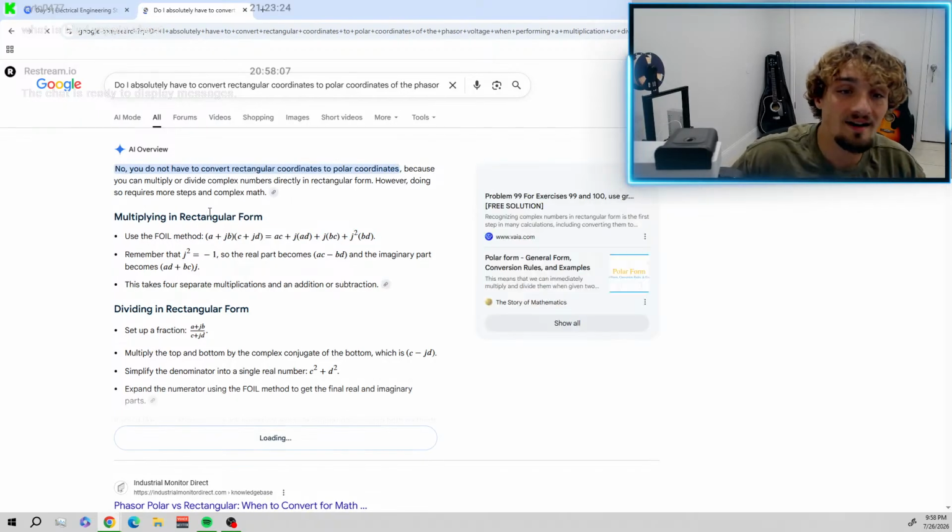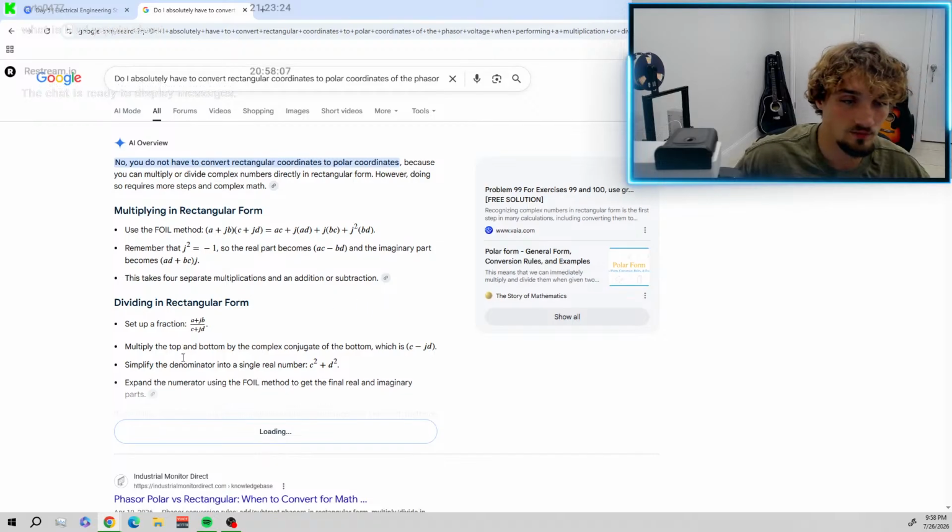No, you do not have to convert rectangular coordinates to polar coordinates because you can multiply or divide complex numbers directly in rectangular form. However, doing so requires more steps in complex math. Use the FOIL method. Remember that j squared equals -1, so the real part becomes AC minus BD, and the imaginary part becomes AD plus BC. This takes 4 separate multiplications and an addition or subtraction.